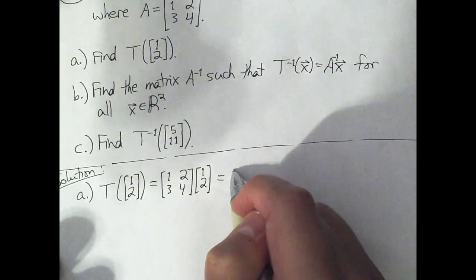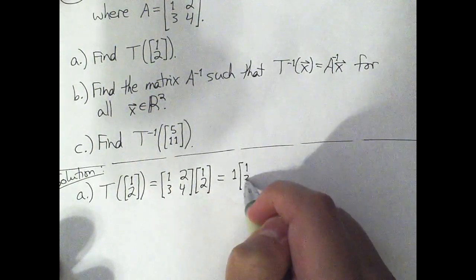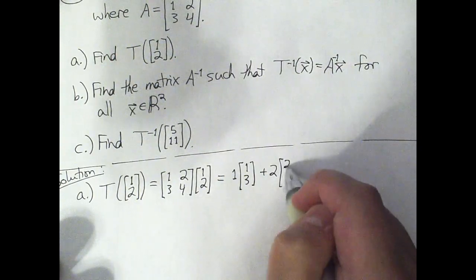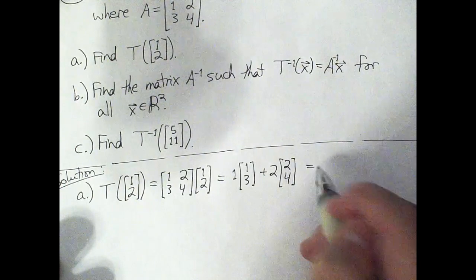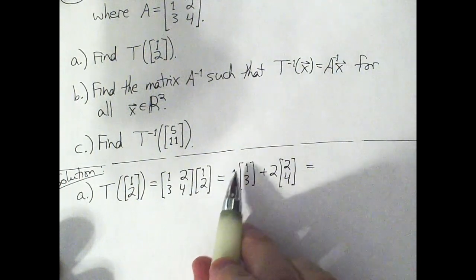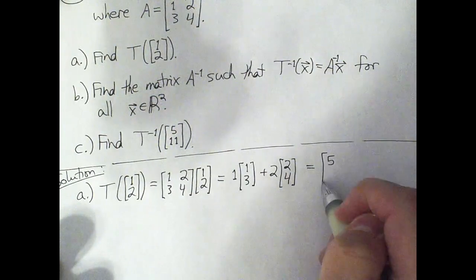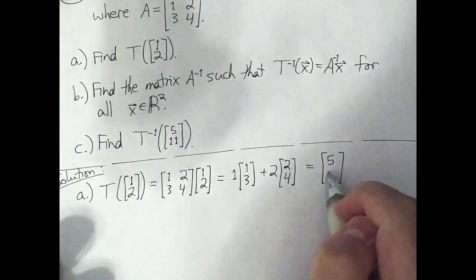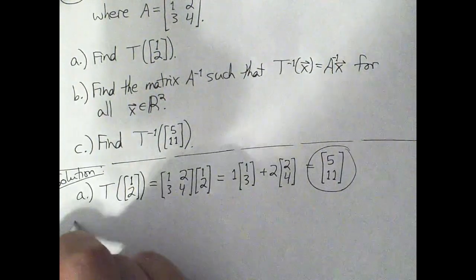The first method was take the first entry of the vector times the first column of the matrix plus the second entry of the vector times the second column of the matrix. See what this equals. 1 times 1 plus 2 times 2 is 5. 1 times 3 plus 2 times 4 is 11. There's the answer to part A.